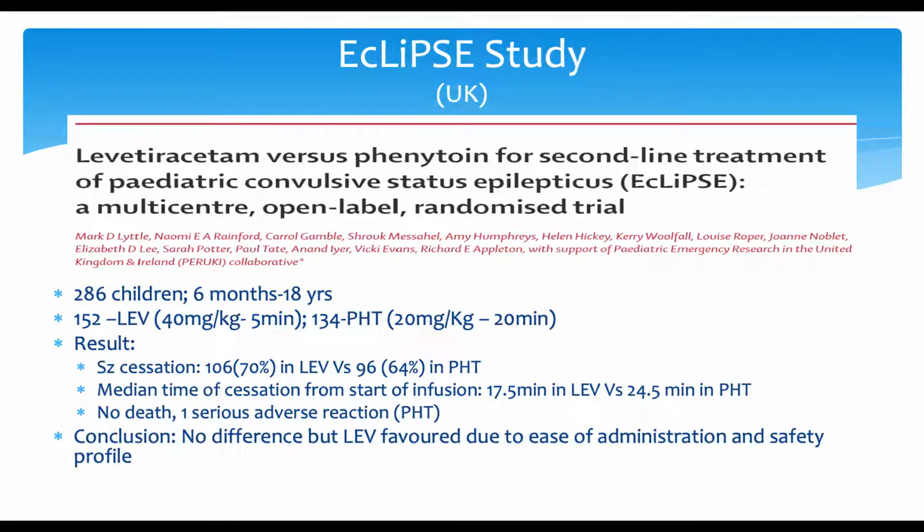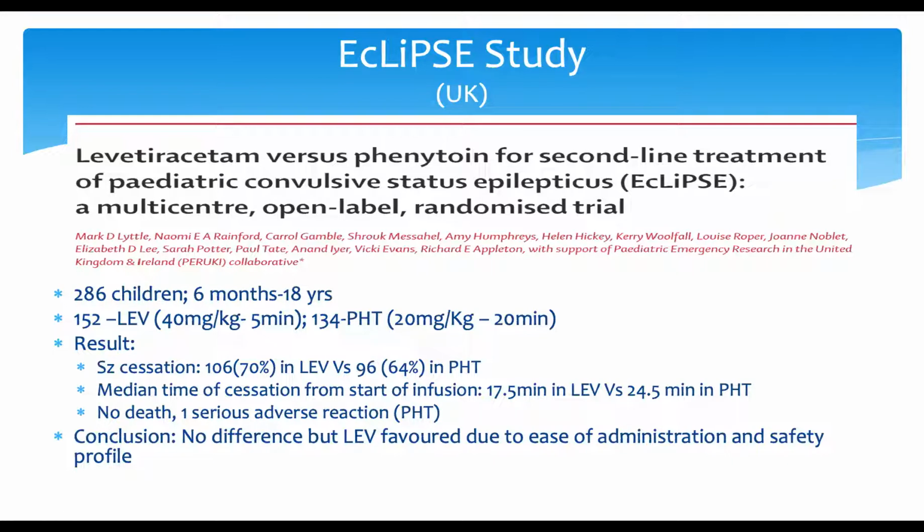Totally 152 children were in the levetiracetam group, and they used a 40 milligram per kg infusion over 5 minutes. In the phenytoin group, there were about 134, given at the rate of 20 milligrams per kg, and the infusion was given over 20 minutes. So the result is that seizure cessation was seen in 106 children in the levetiracetam group, which is about 70%, whereas in the phenytoin group, it is 64%, which is 96 children. So there is no significant difference.